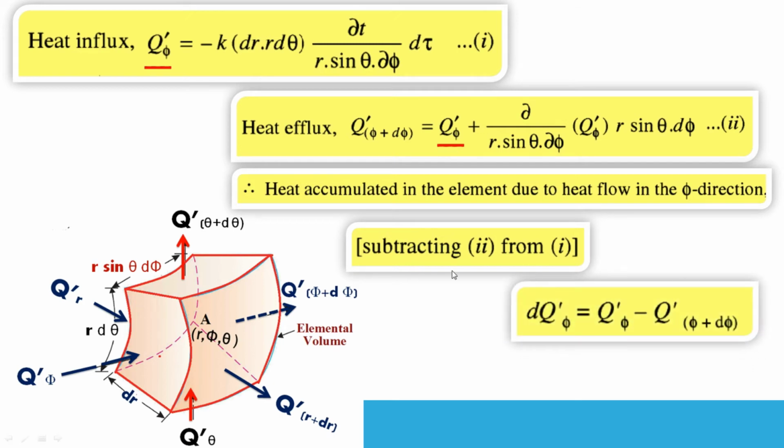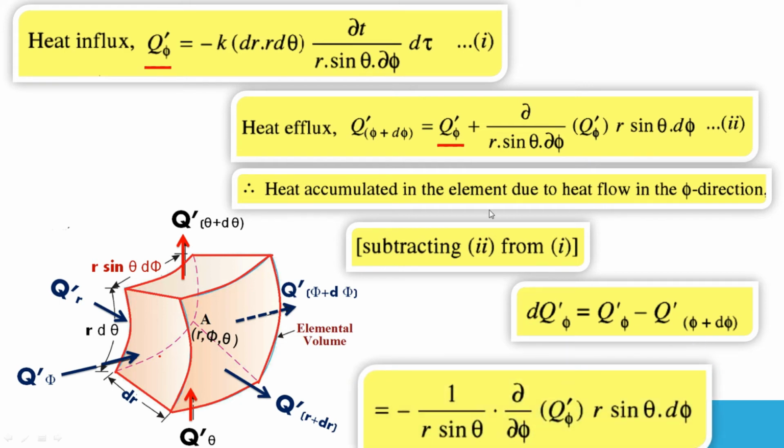The remaining term is the difference, or net heat accumulated, dQ' phi equal to Q' phi minus Q' phi plus d phi. Here Q' phi is the heat entry and this is the heat exit in the phi direction. In equations 1 and 2 this term is common, so it cancels out. The remaining term is this one, and due to the subtraction the negative sign will be there. So it equals minus 1 upon r sin theta into del by del phi of Q' phi times r sin theta d phi. This is the net heat accumulated in the element due to heat flow in the phi direction.